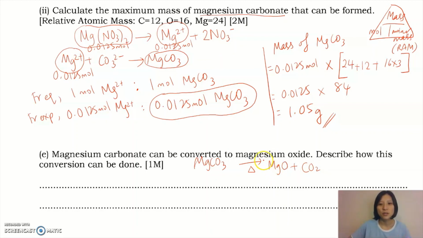So how do we convert to magnesium oxide? We heat it strongly. We heat magnesium carbonate strongly, and it will decompose to magnesium oxide and carbon dioxide. So that's your 1 mark. Heat magnesium carbonate strongly. The magnesium carbonate will decompose to magnesium oxide and carbon dioxide. Okay, so that's all for this question.